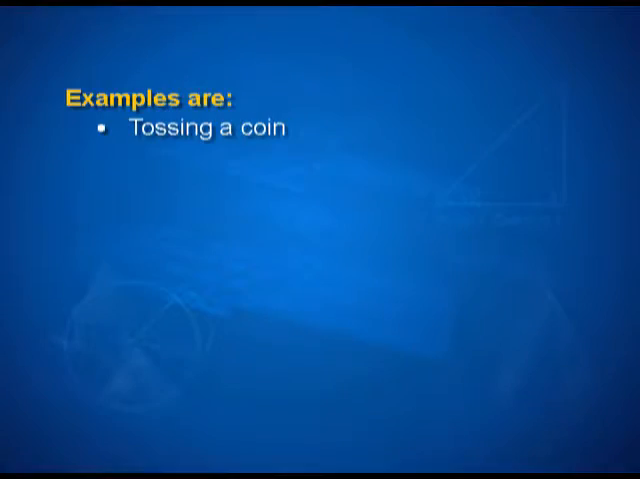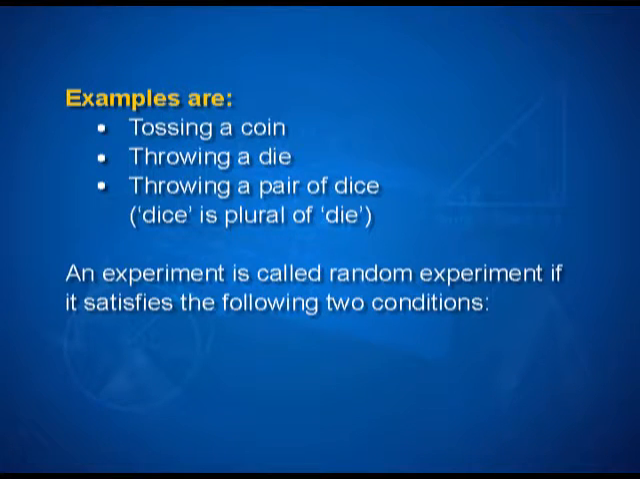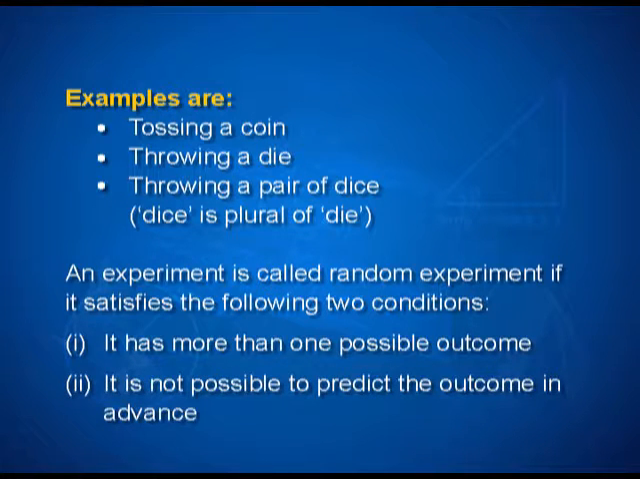Examples are tossing a coin, throwing a die, or throwing a pair of dice. Dice is the plural of die. An experiment is called a random experiment if it satisfies the following two conditions. First, it has more than one possible outcome. Second, it is not possible to predict the outcome in advance.